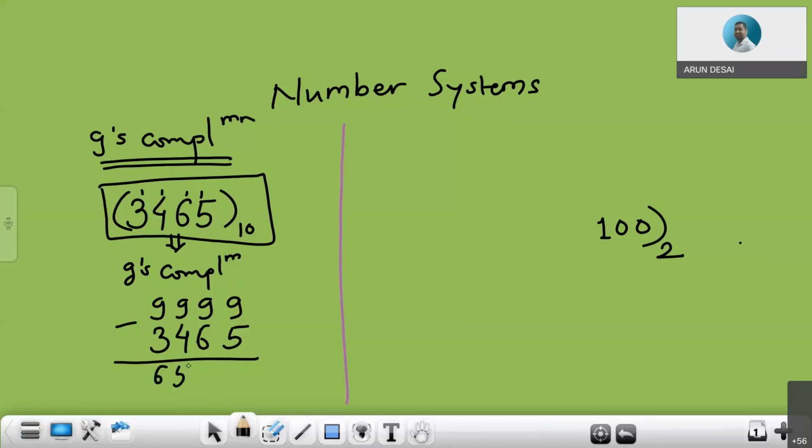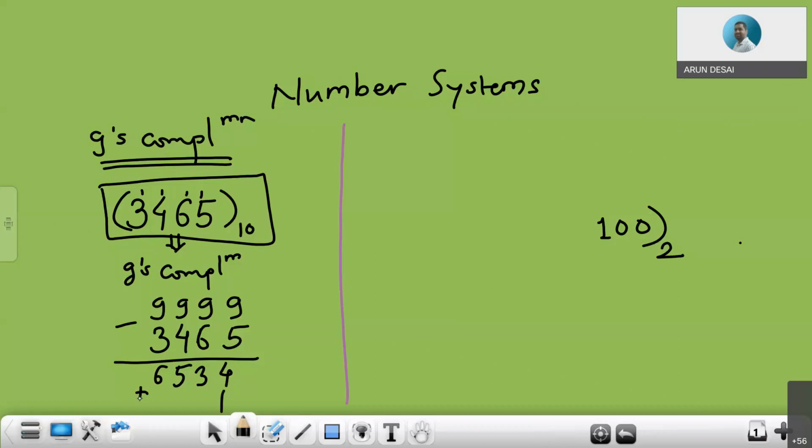6, 5, 3, 4. Yes. So this is your ninth complement, right? Ninth complement of 3, 4, 6, 5. How to find out the tenth complement then? Just add 1 into this number, right? This is the tens complement, right? So this is about ninth and tens complement for decimal numbers.